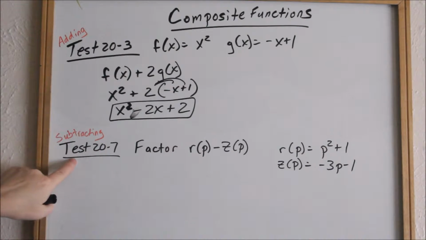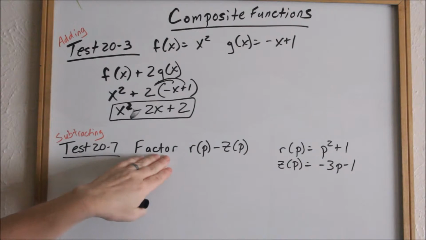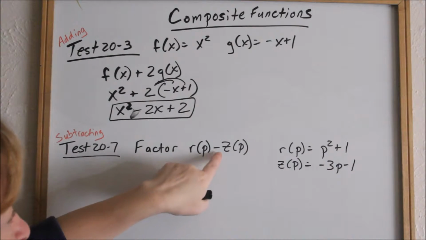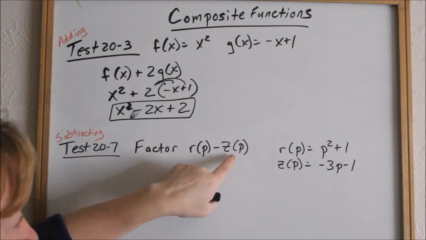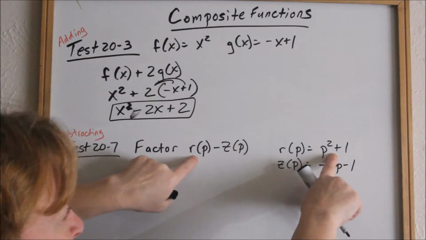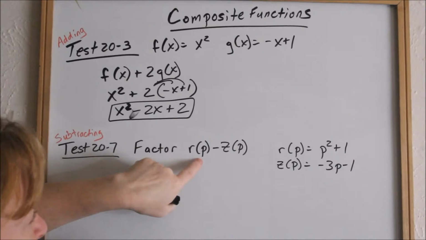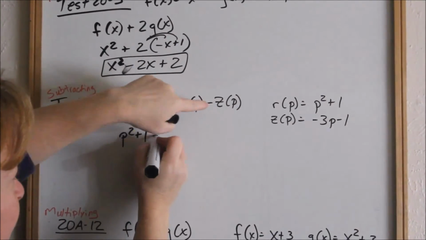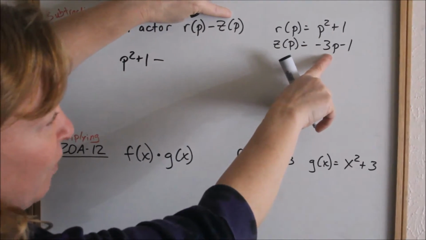Okay, now looking at number 7 on test 20. Here we are subtracting functions. You have to be very careful of watching for distributing negative signs in this. The problem says they want you to factor r of p minus z of p. So we're going to take the function r of p, subtract z of p. So r of p is p squared plus 1. So I'm taking my p squared plus 1, which is r of p, and I'm going to subtract z of p, this whole function.